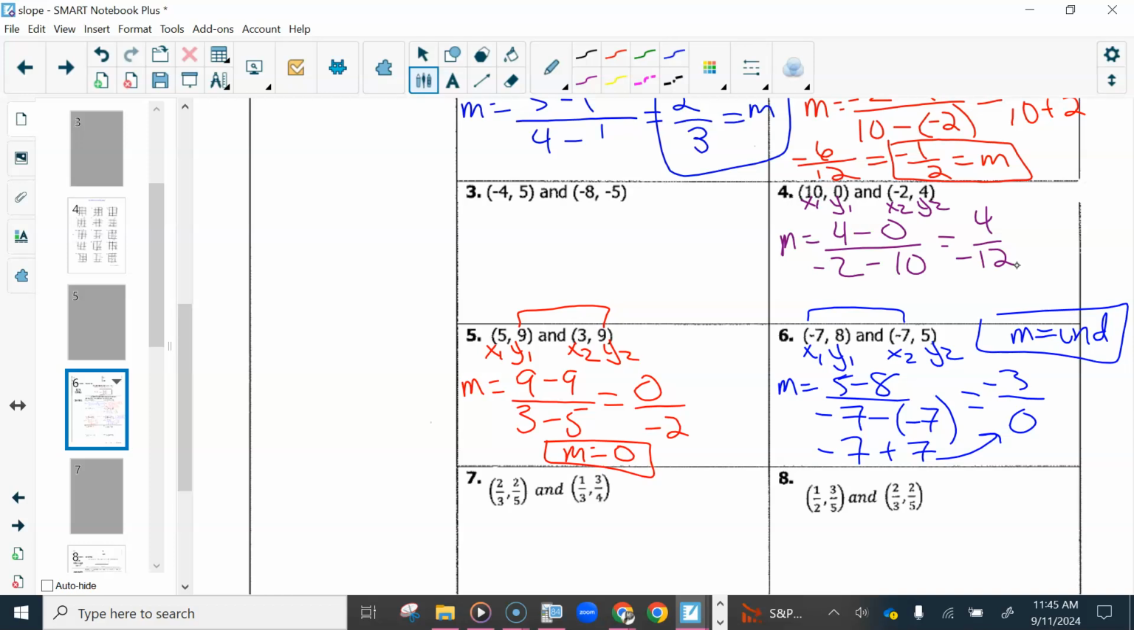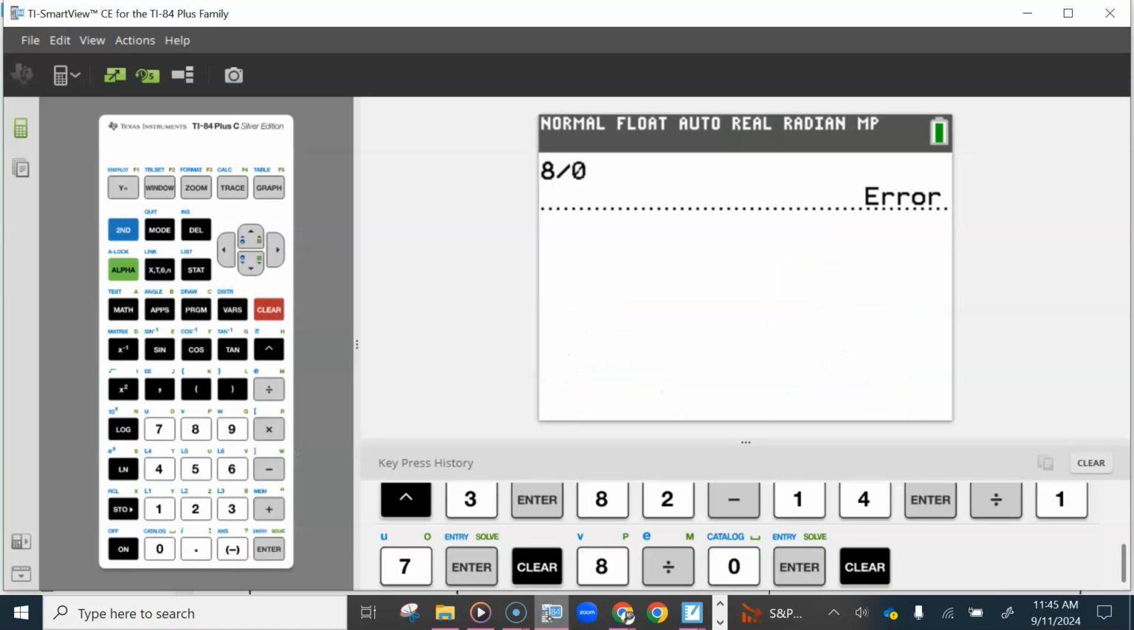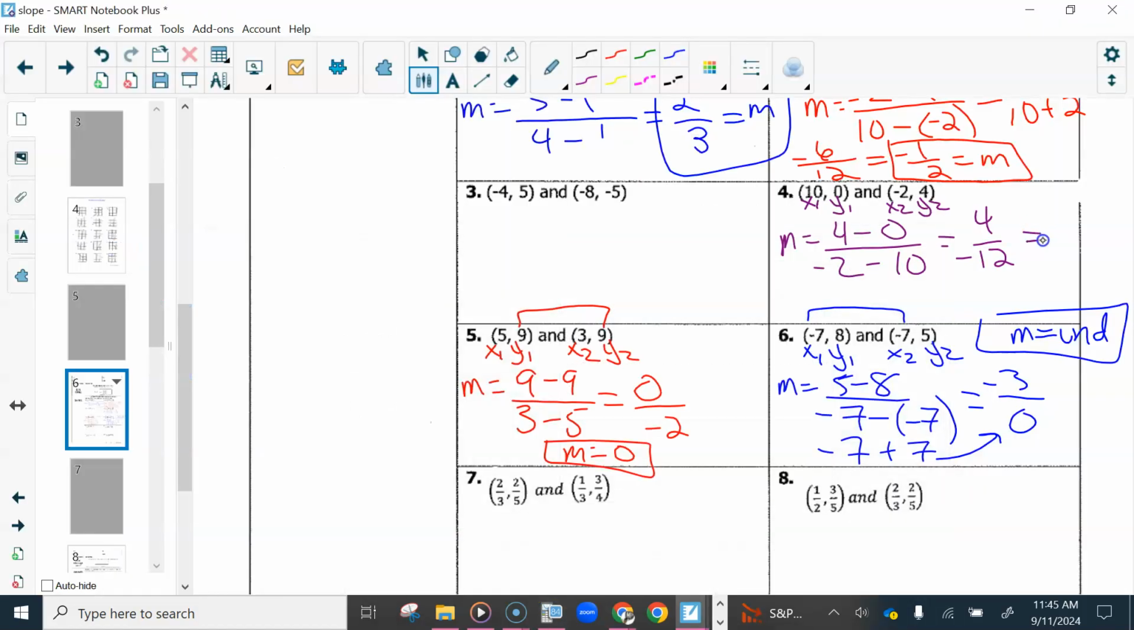So we want to put this in as a fraction if you're using the calculator, that way you don't get a decimal. It is -1/3. Good. Any other questions?